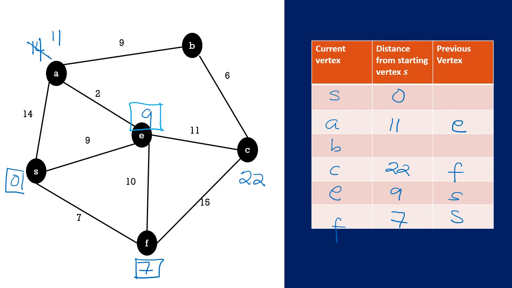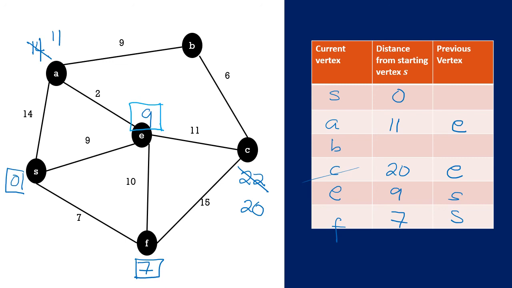Okay, what else? What about C? So the distance of C via E is 9 plus 11, so that's 20. Aha, 20 is smaller than 22, so I have to update this. So this becomes 20. Then I will also erase this one. So distance is now 20 via vertex E. That's the previous vertex. Okay.